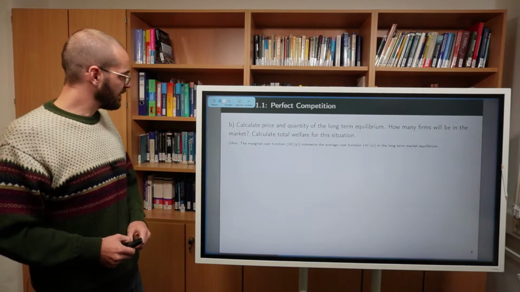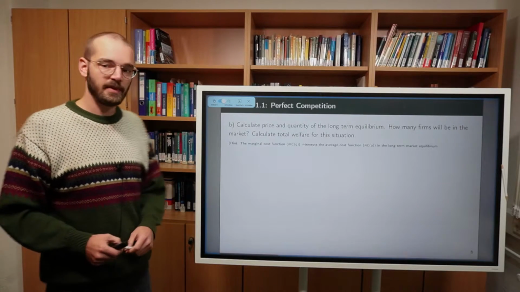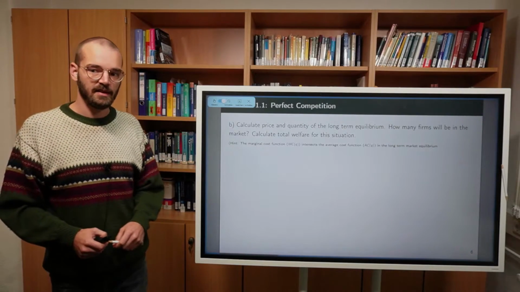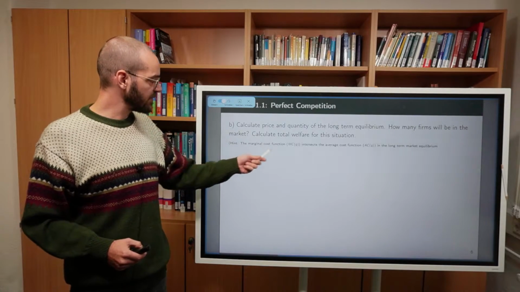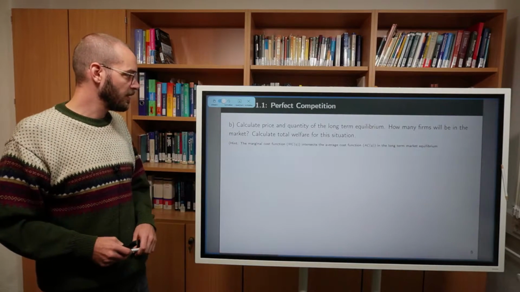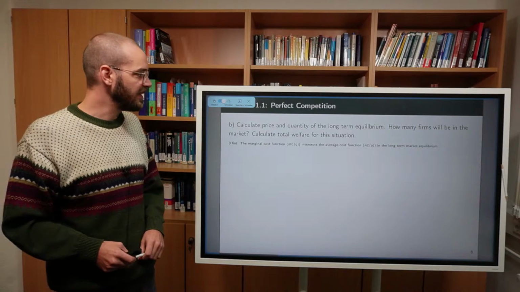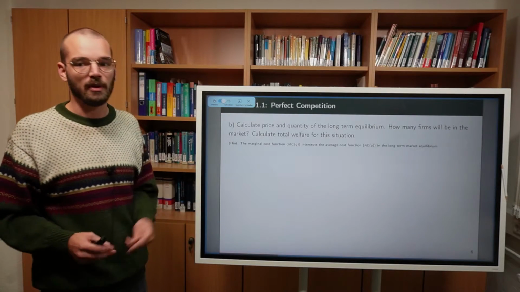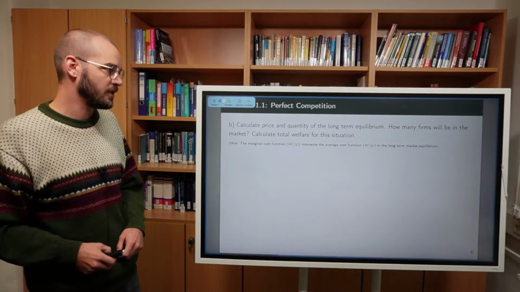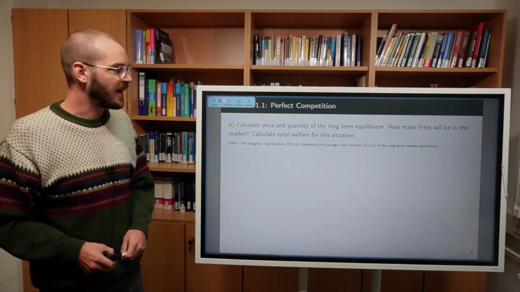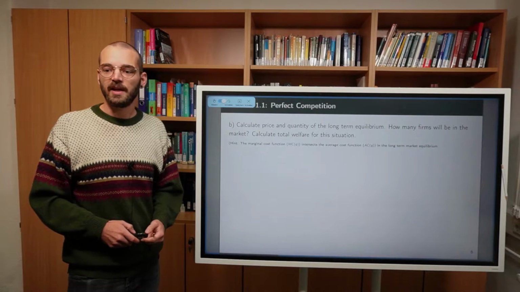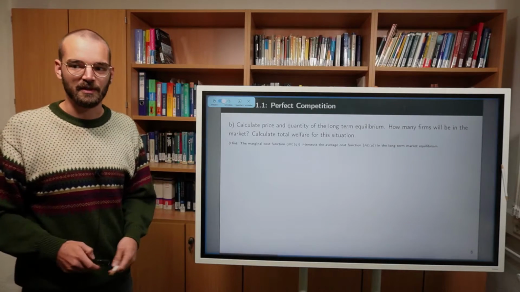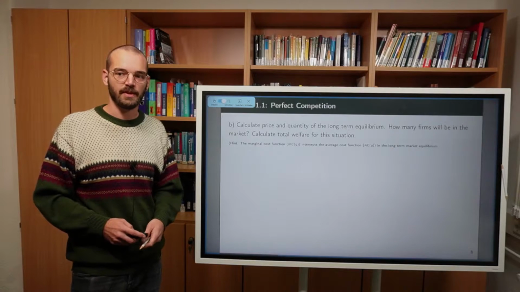We are also given one additional hint, so the solution of this exercise is that much easier. And the hint reads: the marginal cost function, MC of Q, intersects the average cost function, which we will call AC of Q for average costs, in the long-term market equilibrium. Just a hint that we can use if we want to in order to solve this question.